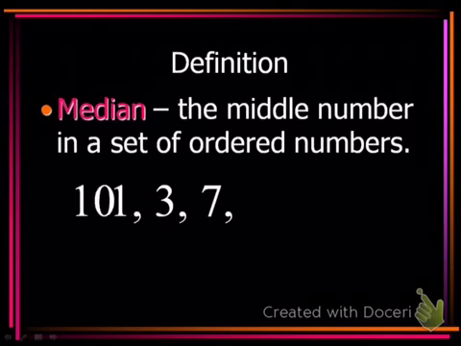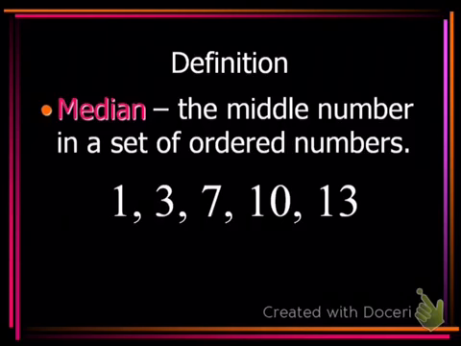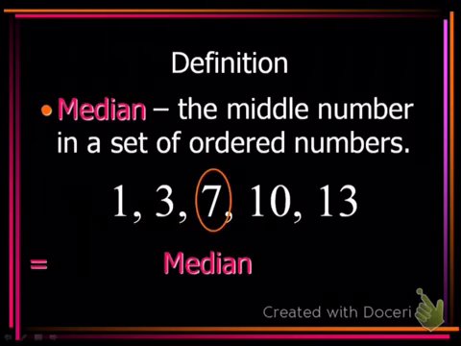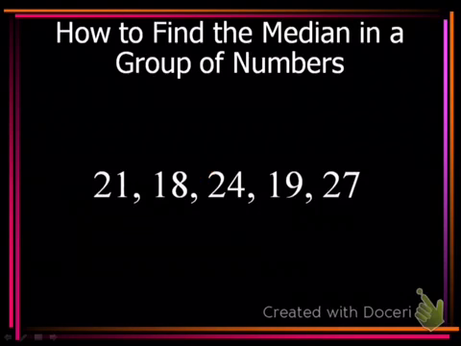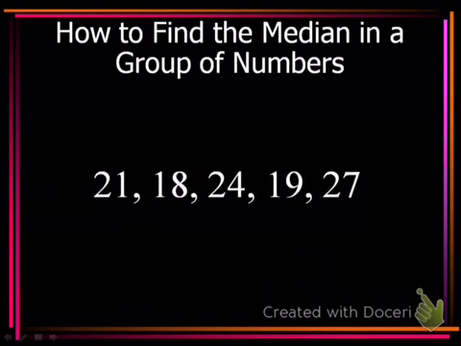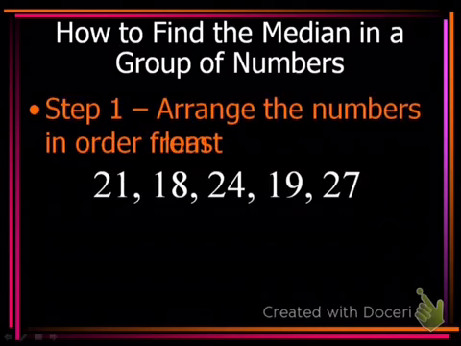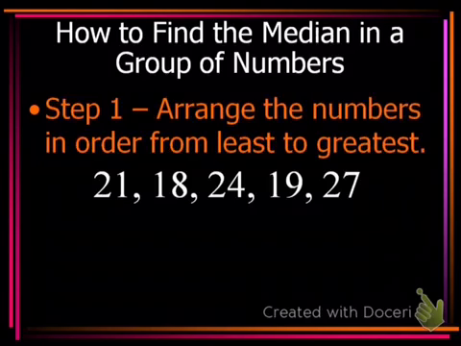Ordered is your key word there. You have to put them in order from least to greatest. So if we were given 1, 3, 7, 10, and 13, 7 is in the middle, so it is our median. So if we were going to find the median of a group of numbers, first thing we would need to do is arrange the numbers in order from least to greatest.